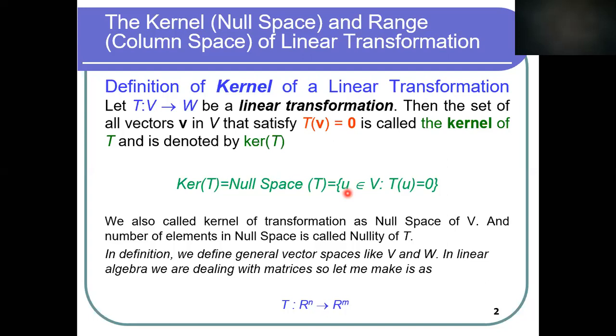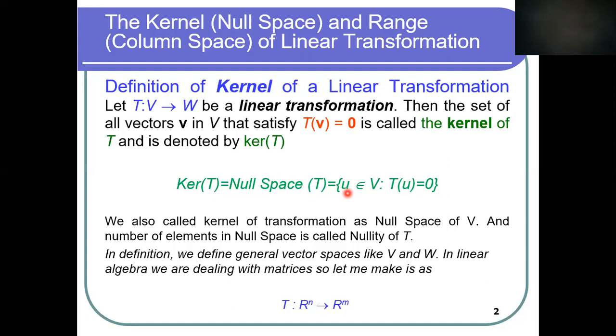Dear student, if you have two sets like A and B, and you have some operation that, when you operate on some element of set A, maps those non-zero elements onto the zero element of set B, then that transformation is what we call the kernel of the transformation. Let us formally define the kernel of a transformation.